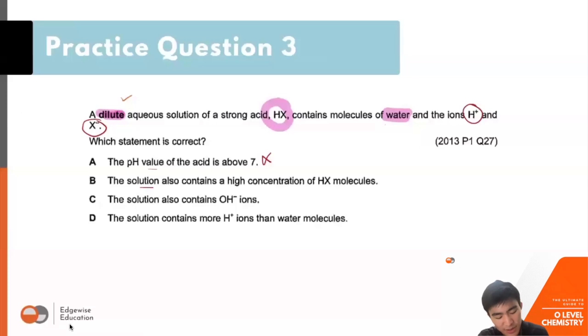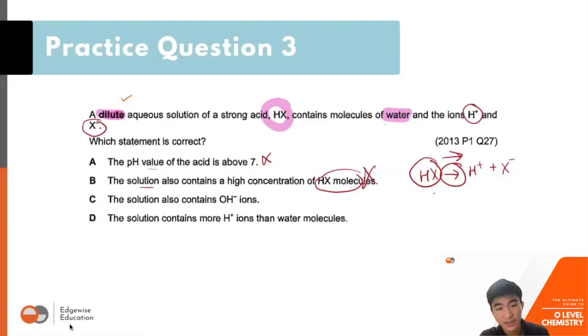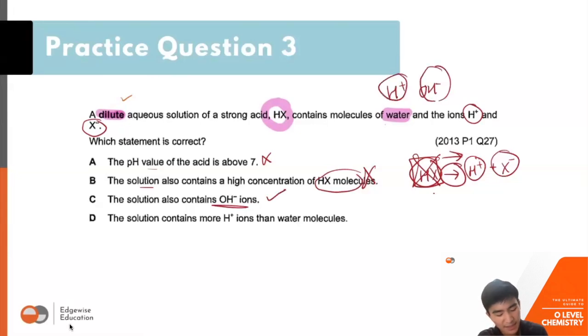B, solution also contains a high concentration of HX molecules. That is wrong, because everything has already become ions. No more molecules. This is the molecule, but it doesn't exist anymore because all become ions. Now C, also contains OH minus. Yes, correct, because H plus and OH minus form water. Last one, more H plus than water molecules. No, because I said it is a dilute solution, means a lot of water, a lot of H2O.